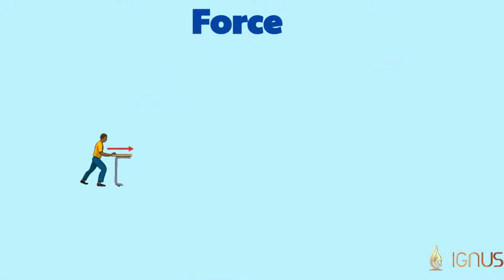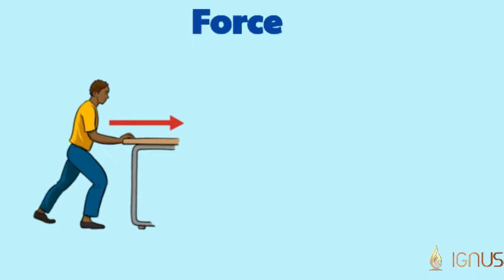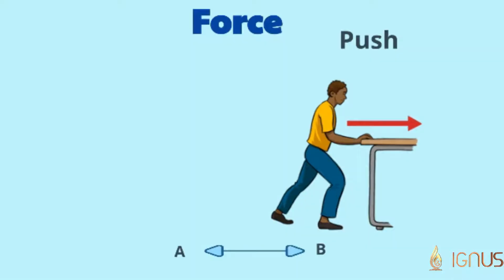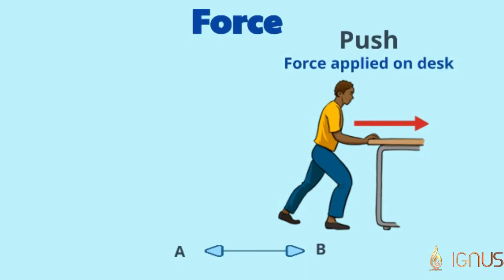Now consider another example. Suppose you have a desk at a point A. A person wants to move this desk from point A to point B. Again, how will he do that? Here, he will push the desk towards point B. In this case, we say that the person applied a force on the desk in order to shift it. The push here is nothing but the force that the person applied on the desk.